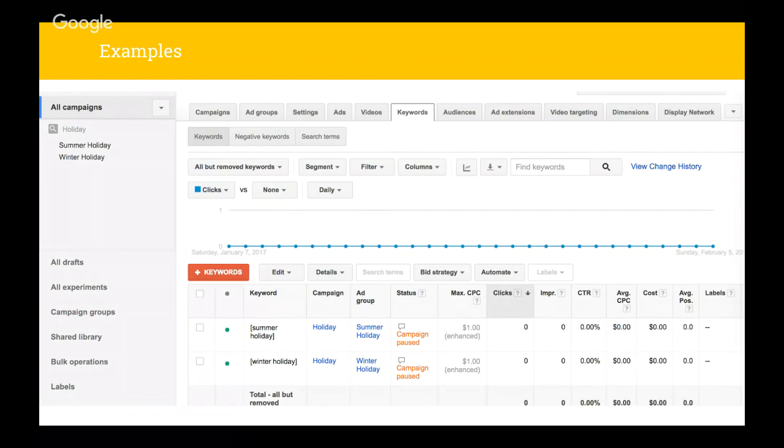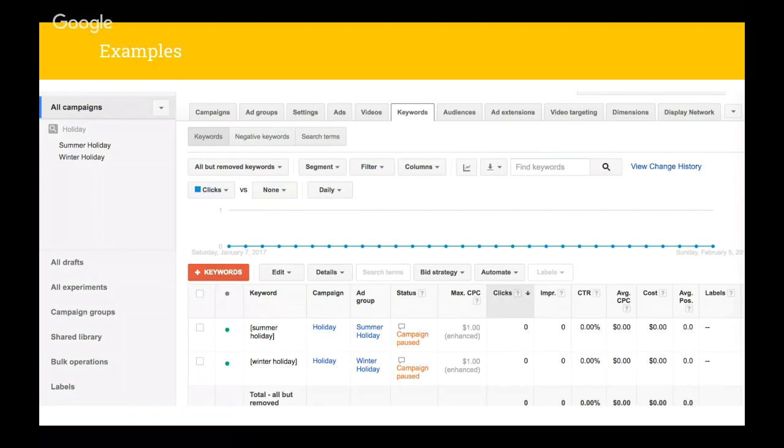Now, don't look at all the tabs on the right-hand side yet, because there's a lot of functionality in AdWords that we're not going to be using today, maybe not ever. So focus now on campaigns, the ad groups, and the keywords. Those are the most important ones now, plus the ads. So as you can see in this particular view, there is a keyword for summer holiday and for winter holiday, which are both in their own little ad group, and will both have their own ad as well.